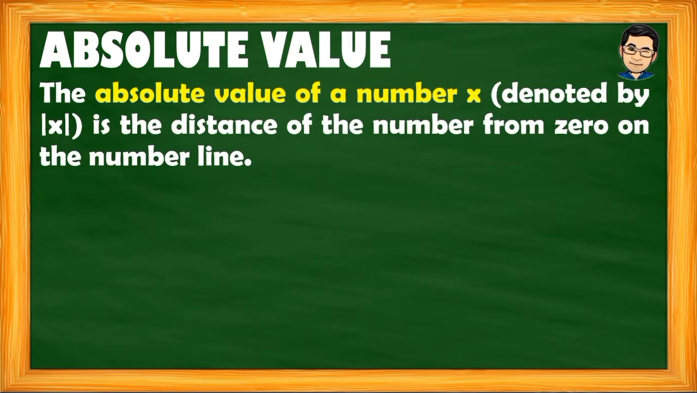So the absolute value of a number x denoted by, ayan, yun po yung tamang pagsulat ng absolute value of x. So may dalawang parang letter L and then nasa loob yung number x. Is the distance of a number from 0 on the number line. So like for example, if I draw a number line here, and then yung origin natin, yung nasa gitna is 0.